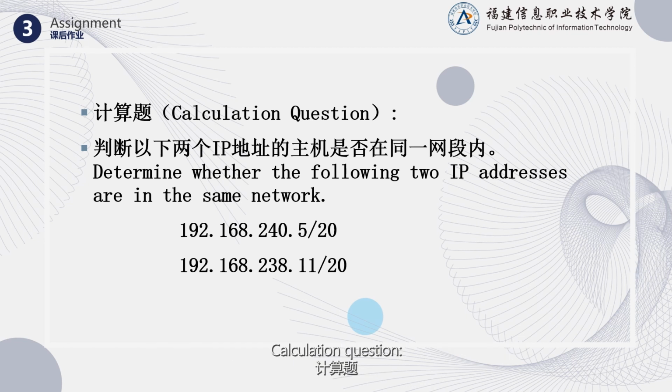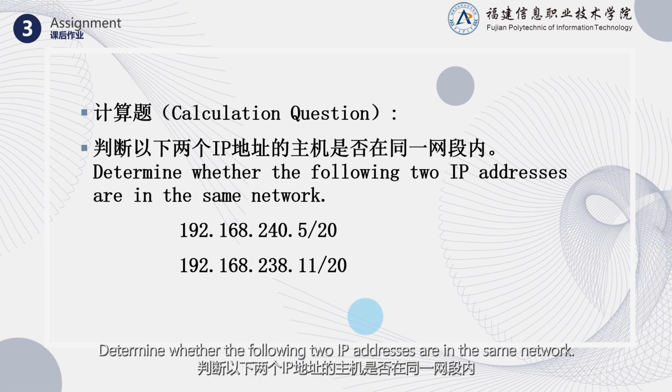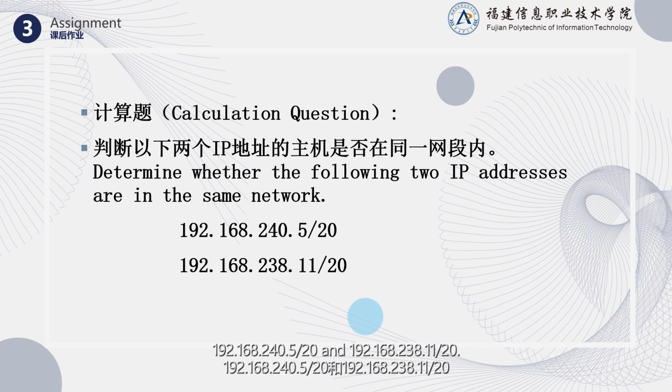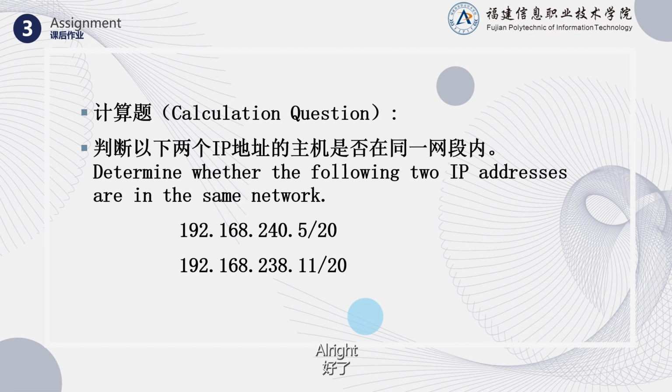Calculation question: determine whether the following two IP addresses are in the same network. 192.168.240.5/20 and 192.168.238.11/20. All right, that concludes today's lesson.